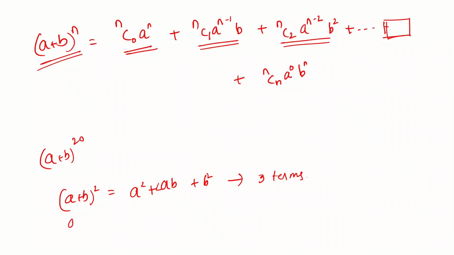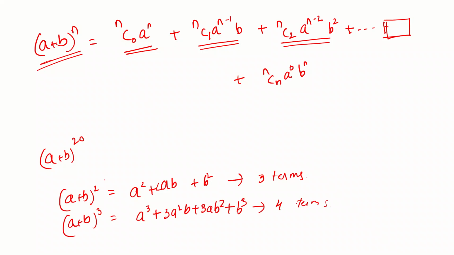Okay, how many terms are there in (a + b)³? There are 4 terms: a³ + 3a²b + 3ab² + b³. Alright, how many terms will be there in (a + b)⁴? We have already written down the formula, and you can go and check that there are 5 terms in it.